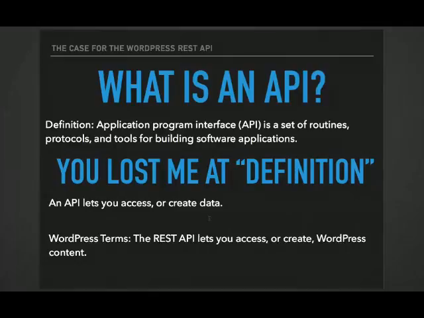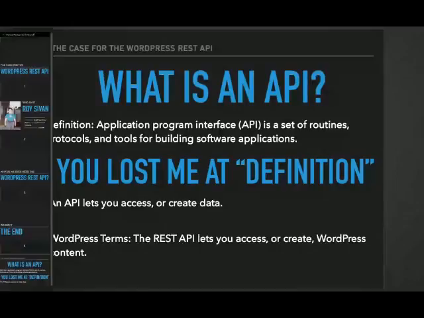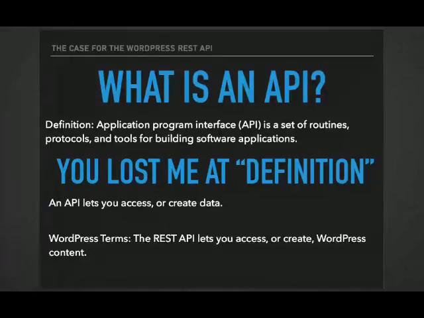So I know most of you are thinking, oh my God, you lost me at definition. So let's make it a little simpler. An API lets you access or create data. In WordPress terms, the WordPress REST API allows you to access or create WordPress posts, pages, any other data that you create with the WordPress interface.